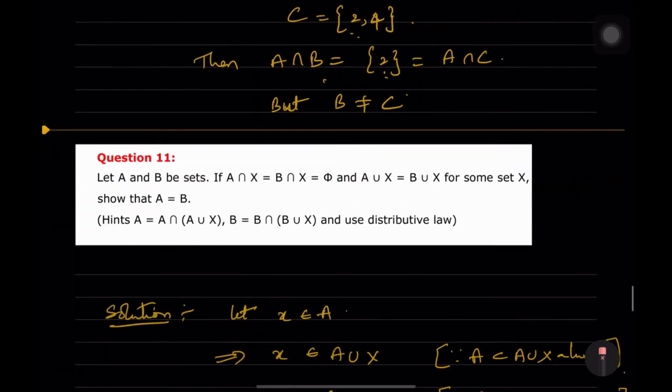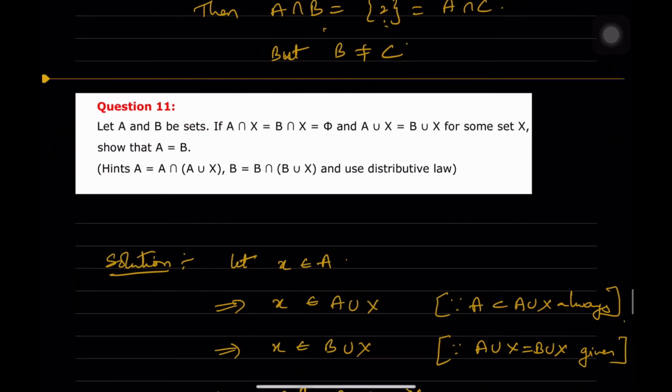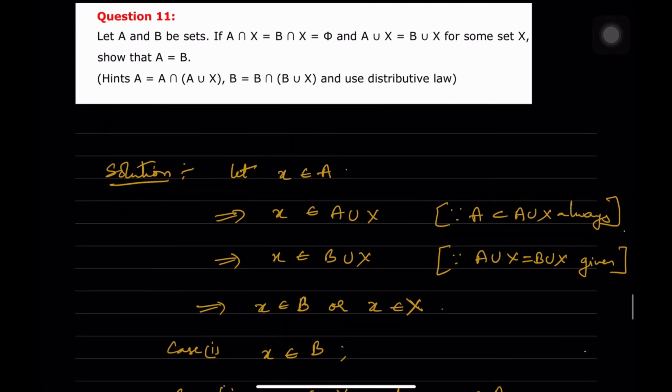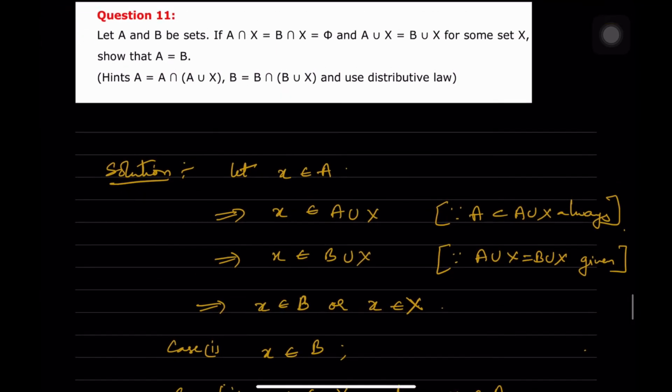Okay, going into the next, the 11th one. Let A and B be sets. If A intersection X is equal to B intersection X, equal to phi, and A union X is equal to B union X for some set X, show that A is equal to B. So now here hints are also given. A is equal to A intersection A union X, B is equal to B intersection B union X, and use distributive property.